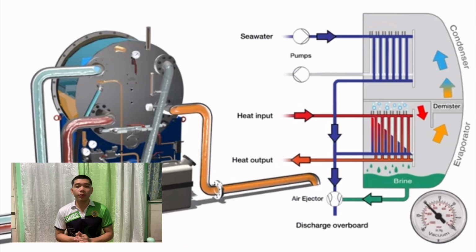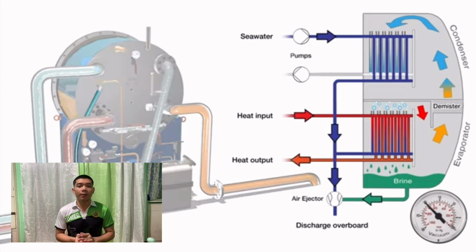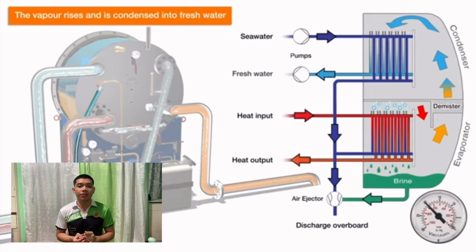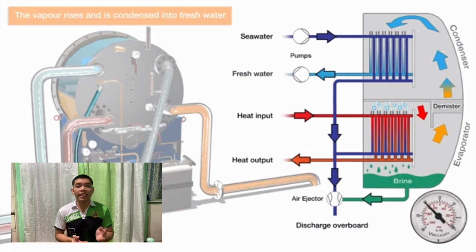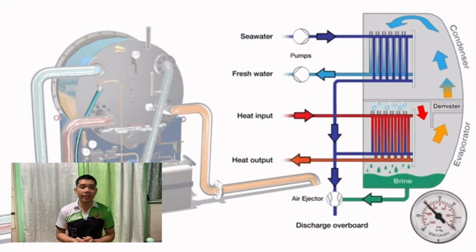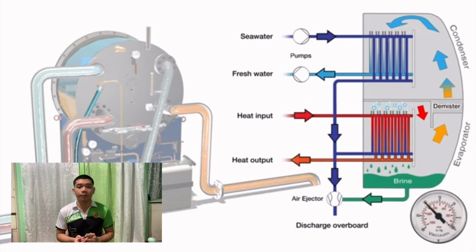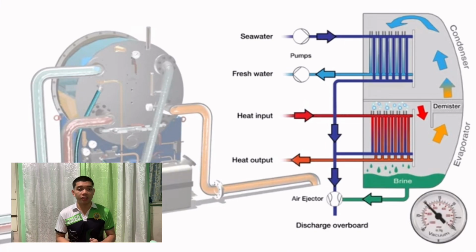The fourth step is boiling and vaporization. As the seawater reaches its boiling point within the evaporator chamber, it vaporizes, turning into steam. Heat is continuously supplied to maintain the boiling process, typically through steam or hot water circulated within the evaporator.